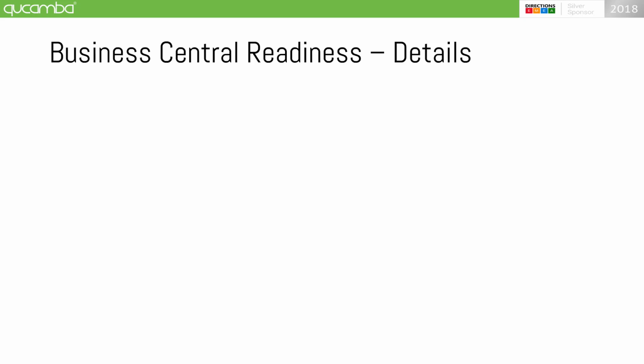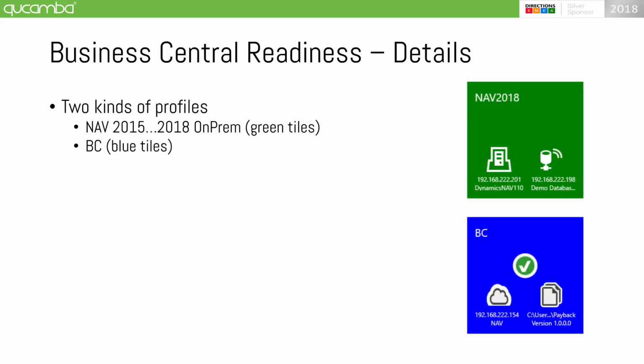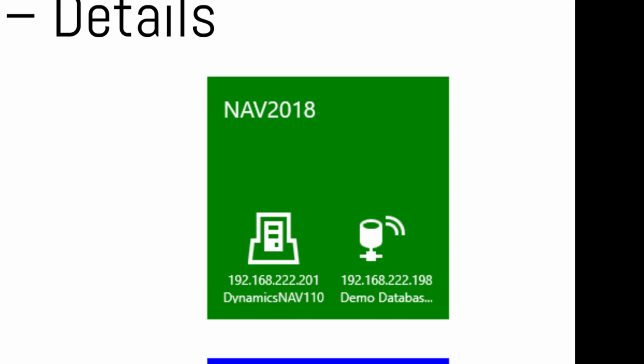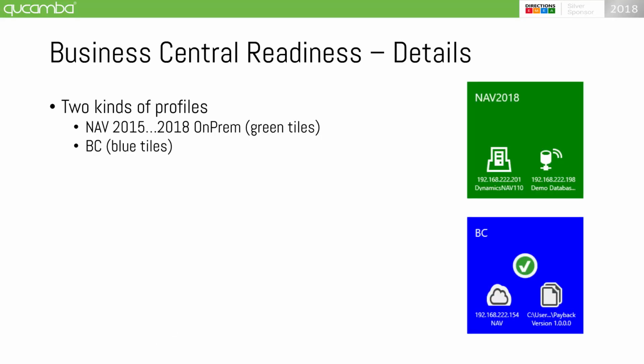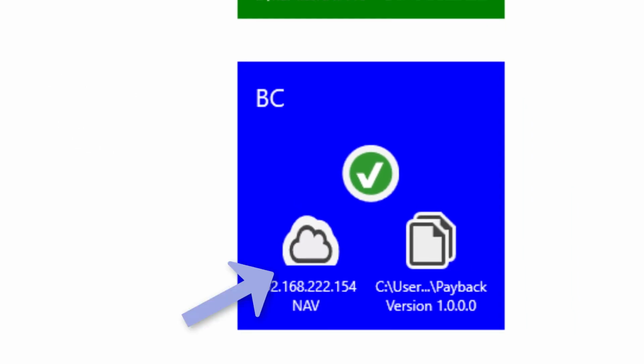Summarizing, Qucamba Reports supports all versions starting from Dynamics NAV 2015 up to Dynamics 365 Business Central. When using Business Central, there are some more differences in the design workflow. As you can see here, there are two icons in the bottom of each tile. In on-prem profiles, the green tiles, you have an indicator for the availability of your NST on the left and an indicator for the availability of your database server on the right side. In the blue Business Central tile, the left icon indicates the availability of the Business Central service and the right icon indicates the availability of your extensions workspace, which actually is a copy from a Git repository.